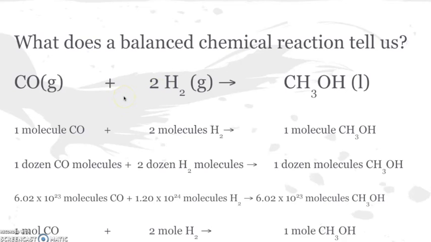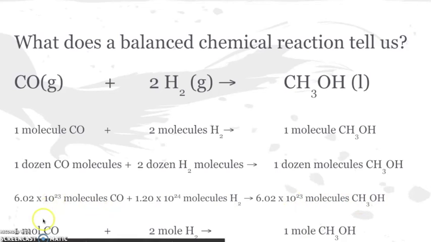Here are some things it can mean. We can say one CO molecule plus two H2 molecules make one molecule of methanol. Or we could say a dozen CO plus 2 dozen H2 make 1 dozen methanol. Now we can use Avogadro's number. 1 mole, or 6.02 times 10 to the 23rd molecules of CO, plus 2 moles, or 1.20 times 10 to the 24th molecules of H2, make 1 mole, or 6.02 times 10 to the 23rd molecules of methanol.